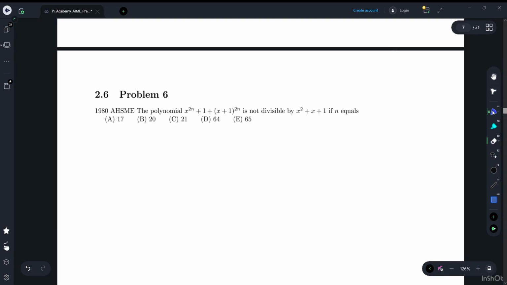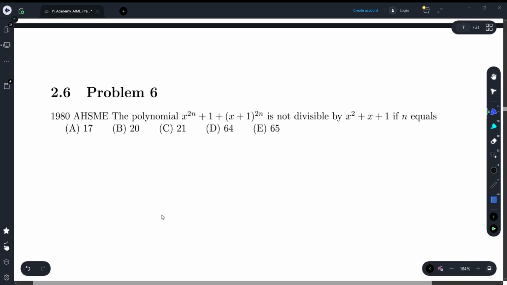Hey guys, today we'll be going over problem 6 in the Polynomials in the AIME problem set, or 1980 AHSME problem. This will also be included in the playlist. So the polynomial x to the 2n plus 1 plus x plus 1 to the 2n is not divisible by x squared plus x plus 1 if n equals one of these numbers.